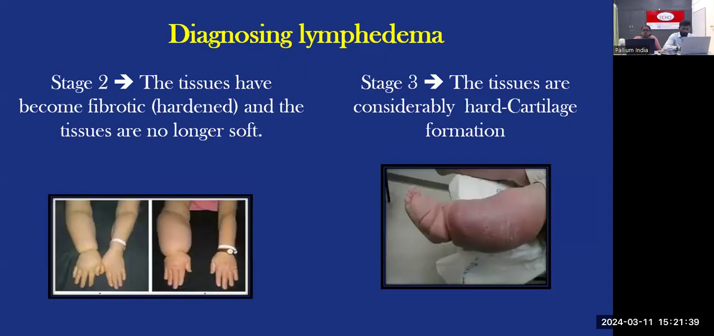Coming to stage 2, if you do not give proper attention to stage 1 lymphedema, then it goes to stage 2. The tissues have become fibrotic, a little bit hard, and no longer soft. So this is the second stage of lymphedema. In the third stage the tissues are considerably hard and cartilage formation will be there. If cartilage formation is there, you can feel that the tissues are considerably hard.